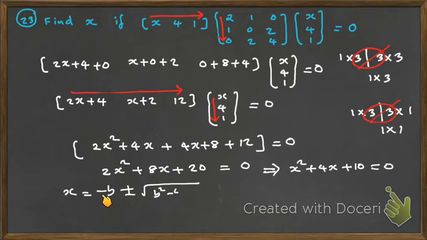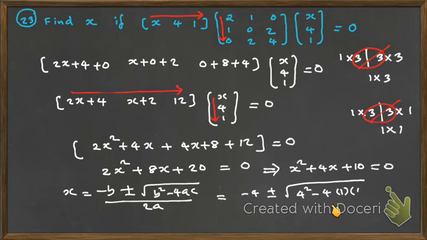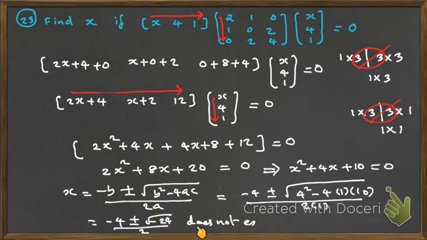This is the quadratic formula, minus b plus or minus root of b squared minus 4ac, by 2a. You plug in the values and try to simplify, and when you simplify, you are going to get 36 minus 40, which is root of negative 4 by 2. So we say that doesn't exist. It's not a real number, root of a negative number. So there is no solution to this question. So pause the video and write it down.